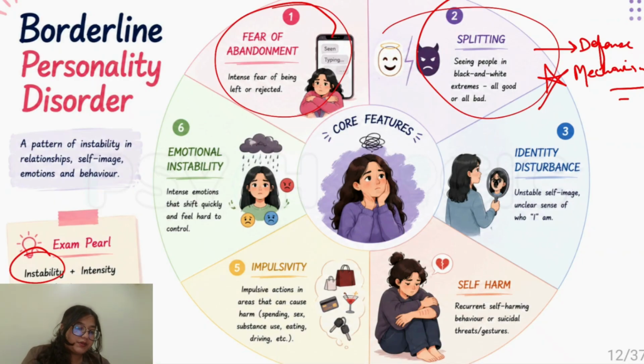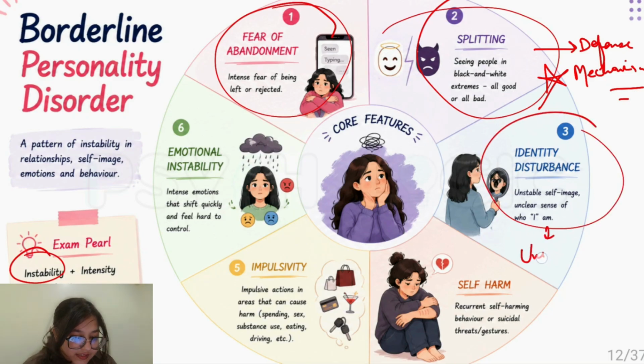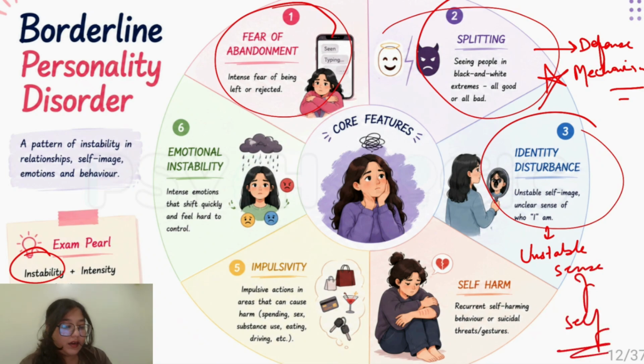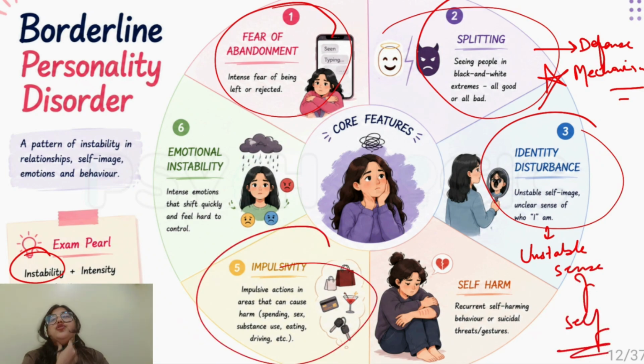Another characteristic is an unstable sense of self. If I ask you who you are, most of us answer fairly consistently. But someone with BPD may constantly struggle with their own identity. Their goals, their interests, their values, their career paths, even the way they see themselves change repeatedly. That is what we mean by unstable sense of self. Then another thing is impulsivity. To cope with intense emotions, they may engage in impulsive behaviors like reckless speeding, using substances, binge eating, even unsafe sex or dangerous driving.